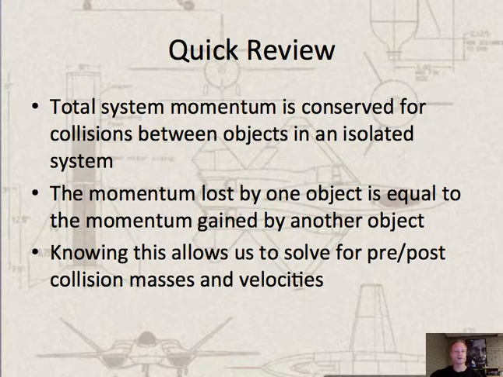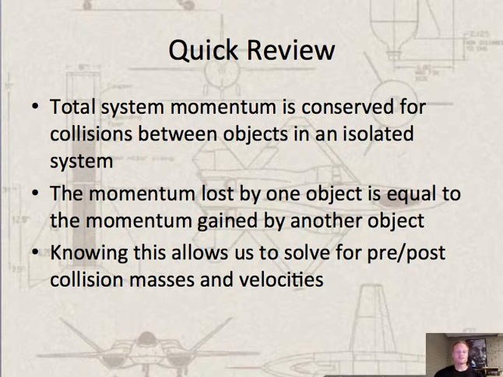Just a quick review from the previous lesson. Remember, the total momentum of a system is conserved for collisions between two objects in an isolated system. An isolated system is basically one where the frictional force isn't so large that it causes a huge change, or there isn't some unknown force that comes in and causes a change to the system. You're just looking at two objects interacting with each other.